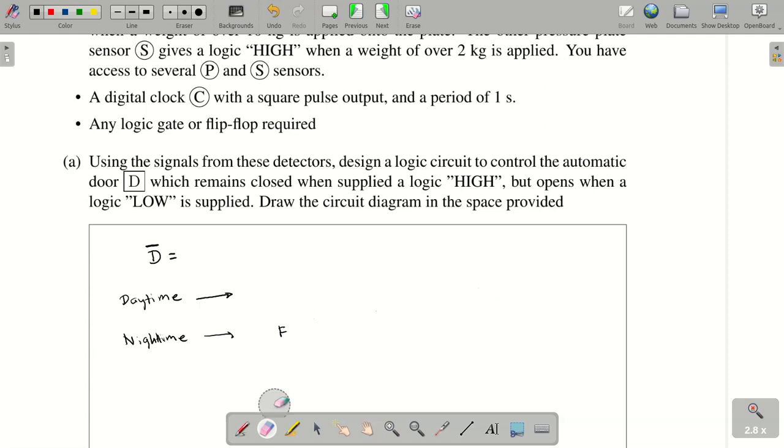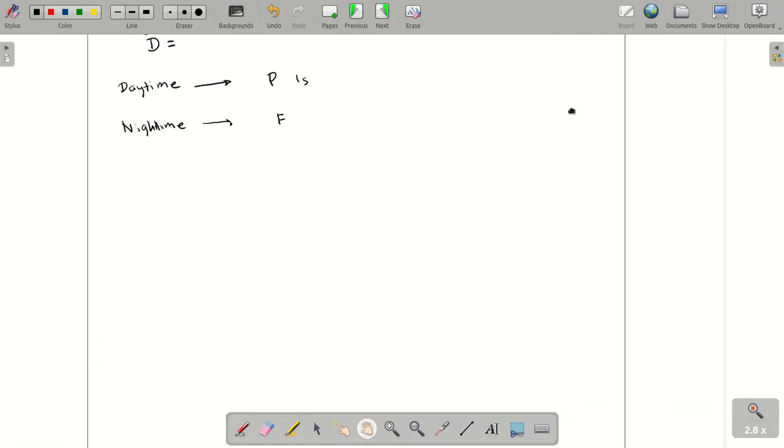All you need is that at daytime, when the pressure sensor P is high for 1 second, then this needs to go high. So that's actually it. Let's see how you can make this into a proper circuit.